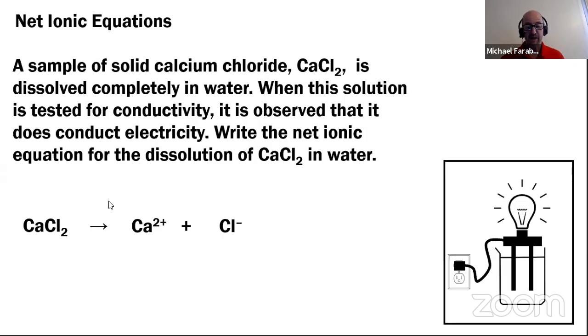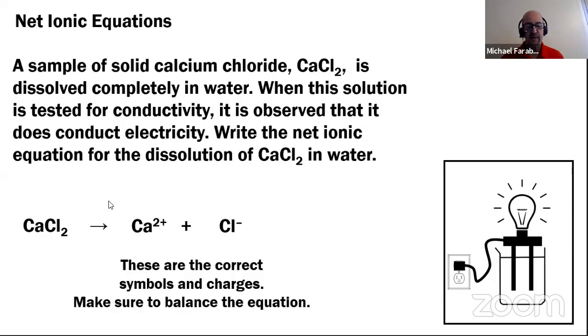Some students will stop here. So remember that while these are the correct symbols and charges, make sure that you balance the equation. So we have to put a 2 in front of the chloride ion. So now it is completely balanced.